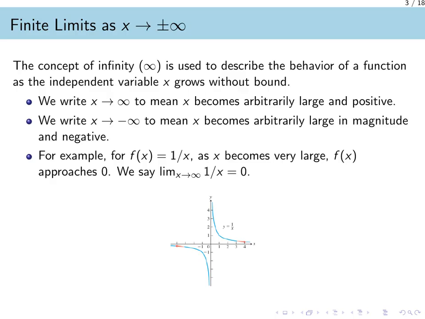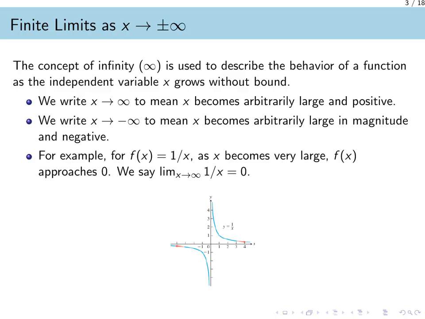First, we need some new language. When we write that x approaches infinity, we simply mean that x is getting larger and larger in the positive direction without any upper bound. Similarly, when x approaches negative infinity, we mean x is becoming larger in magnitude but in the negative direction. It is crucial to remember that infinity is not a real number. It is a symbol we use to describe this process of unbounded growth.